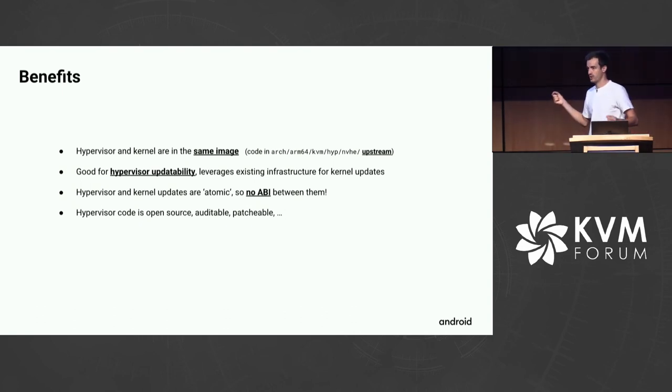Since the hypervisor and the kernel are part of the same image, they are, by construction, updated atomically, which means we don't have to keep a stable ABI between the host kernel and the hypervisor. That gives us a great deal of flexibility to invent whatever mechanism we can come up with without having to fear for backward compatibility.